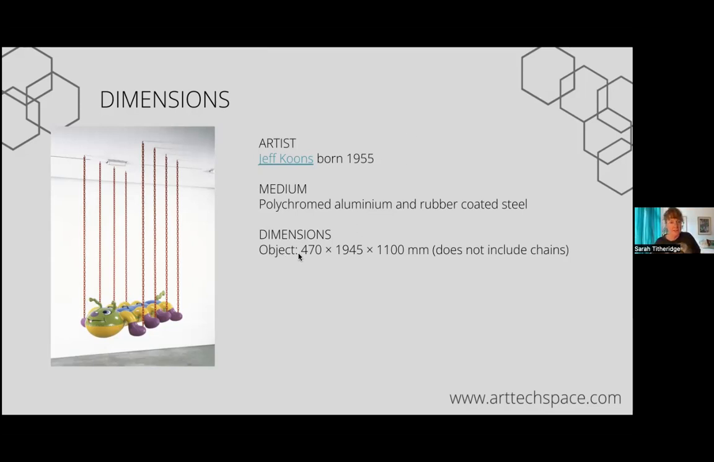But the dimensions of this artwork were just listed as 470 by 1945 by 1100 millimeters. So that instantly tells me that it doesn't include the chains, because otherwise the height, which is normally height first, is just of the metal art part of the artwork, and the chains have not been included. It means that we're going to potentially have to find that out if it's not in the install guide, but it lets us know.